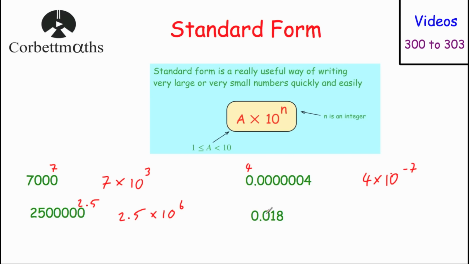And finally, 0.018. Well, a sensible number to choose between 1 and 10 would be 1.8. And we want to multiply it by 10 to the power of negative something because we want it to be smaller. And we've put our 1.8 in our columns. Our 1 is in our units column, or our ones column, and we want to move it to our hundredths column. So we want to move the 1, 2 columns to the right. So we want to times it by 1.8 times 10 to the power of negative 2.